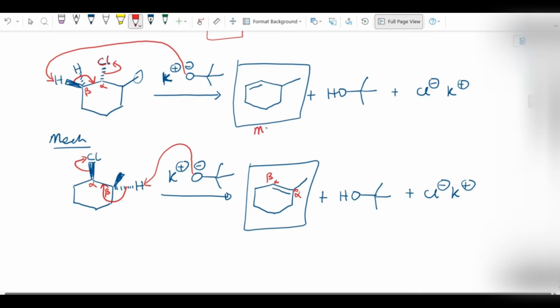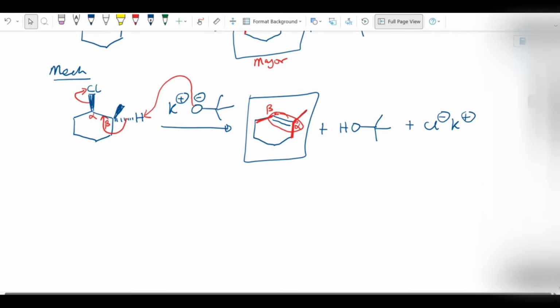Again, we say this is the major product because we're dealing with the bulky base. The major product is the Hofmann product. The Hofmann product is the less substituted alkene. This has just 2 carbons coming off of the double bond. Whereas in the case of this one, this is the Zaitsev product because it's more substituted. It has 3 carbons attached to the double bond.